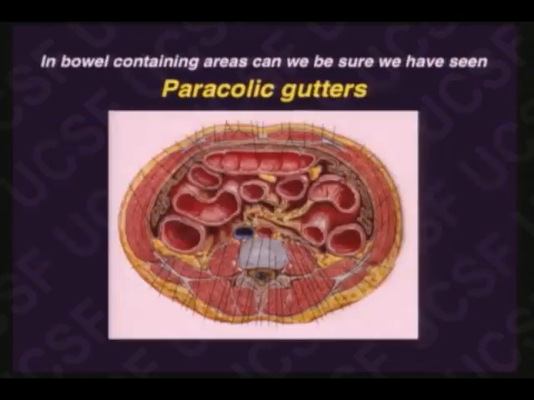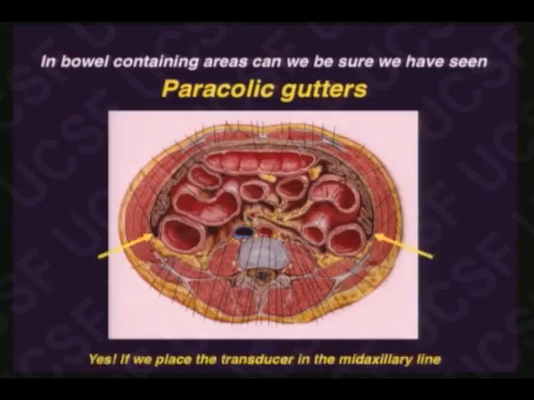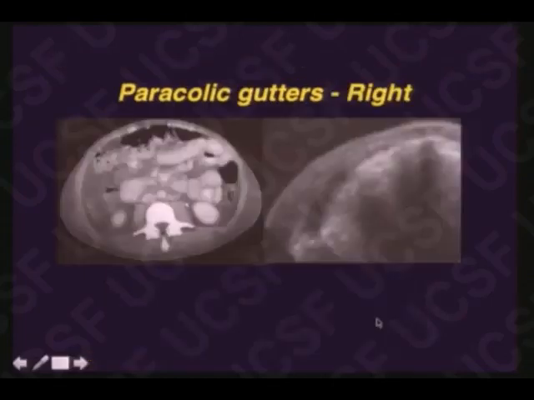Now, in bowel-containing areas, can we be sure we have seen the pericolic gutters? And the answer is yes, if we are smart enough to place the transducer in the mid-axillary line and aim dead center into the middle of the patient, because then the beam must pass through the pericolic gutter before it can possibly encounter gas in the bowel. So if we place the transducer in the mid-axillary line, aim at the middle of the patient, the beam passes through the fluid in the pericolic gutter before it can encounter gas in the bowel.